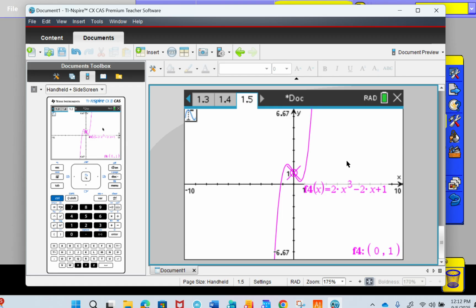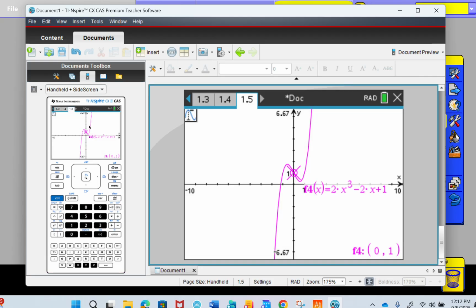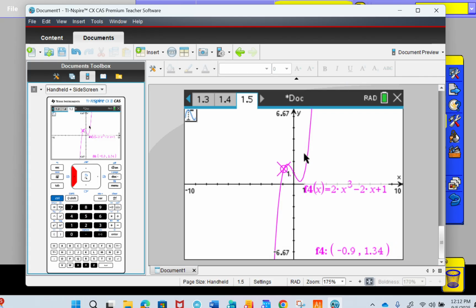Okay, so I've got my graph plotted. I'm going to go to menu, trace, graph trace. And my y-intercept shows up. Yep, there it is. It's at 0, 1.